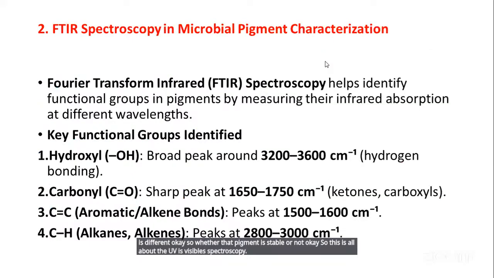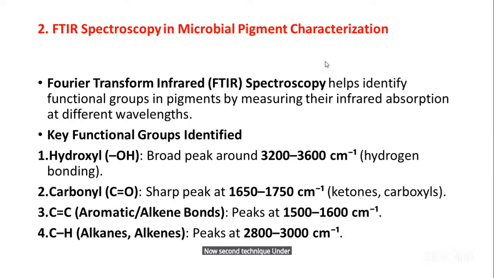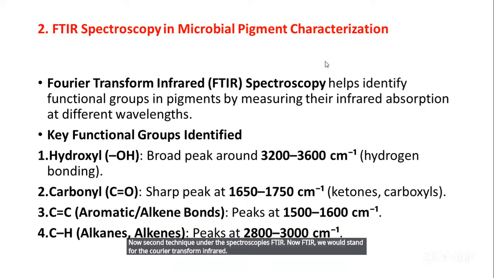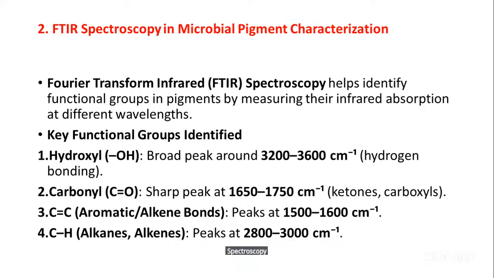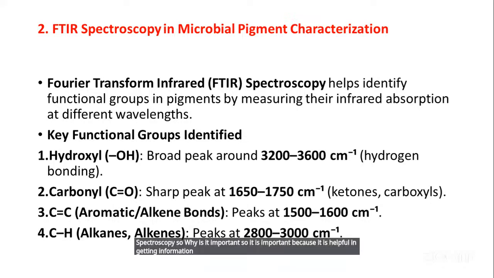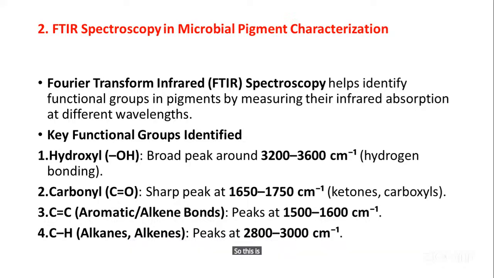Now, the second technique under the spectroscopy is FTIR. FTIR, we know, stands for Fourier transform infrared spectroscopy. So, why is it important? It is important because it is helpful in getting information regarding the structure of that particular pigment. It helps in recognizing functional groups in pigment by measuring their infrared absorption at different wavelengths. This is why FTIR is very important in pigment characterization.